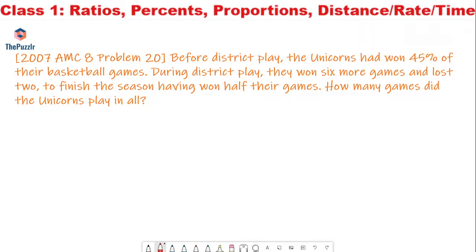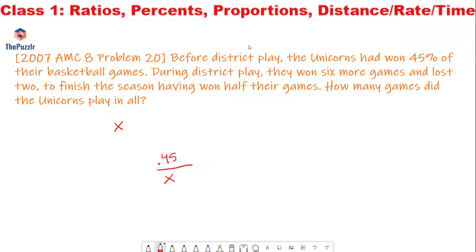Okay, let's see how to do this problem right here. So the Unicorns had won 45% of their basketball games. Well, let's say they played X basketball games. I don't know exactly how many games they played. They played X basketball games before the district play, right? X basketball games before the district play. They won 45% of that. So we have this ratio, X, and they won 0.45, right?